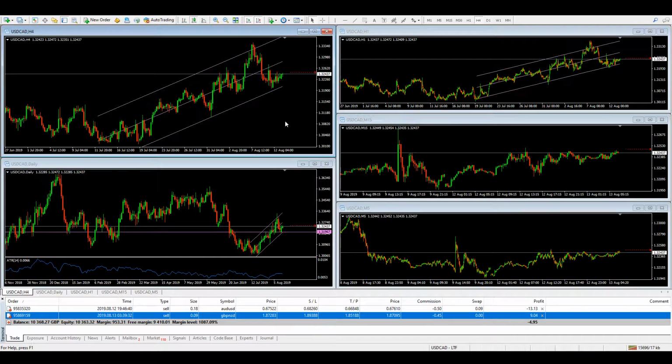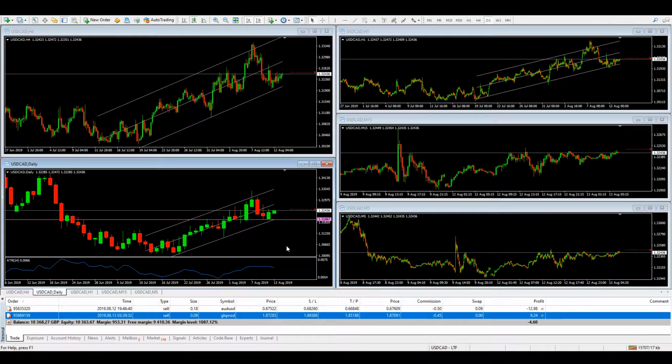USD CAD. This move on the USD CAD, it's not really great. Higher highs and higher lows, but 4 hourly is where the story's told on this, to be honest. And a few things that make this decent enough to consider a long position.